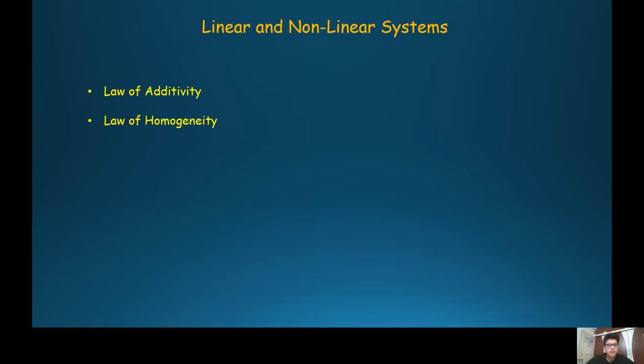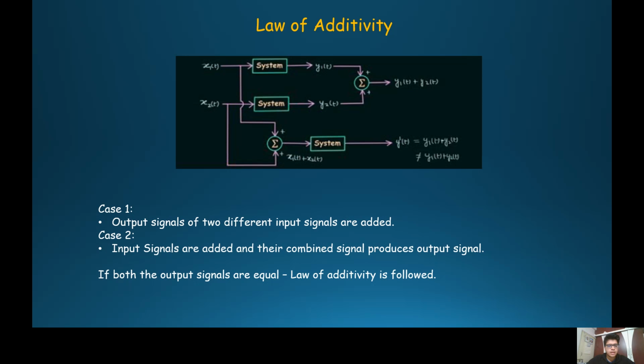Now let's see what a linear and nonlinear system is. To understand this, we need to understand two of its basic concepts, which are law of additivity and law of homogeneity. Let's see what law of additivity is. In law of additivity, we have two different input signals, x1(t) and x2(t). In the first case, both the input signals are separately fed into the system. Let's say the outputs of both the input signals are y1(t) and y2(t). Now these output signals are added to get the final output as y1(t) plus y2(t).